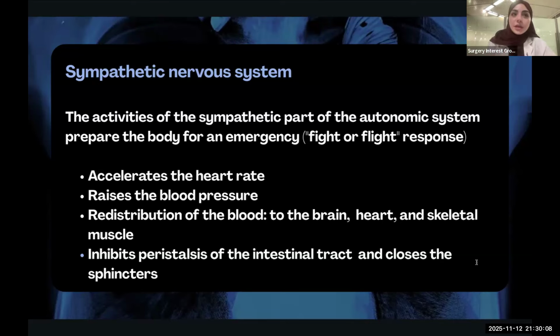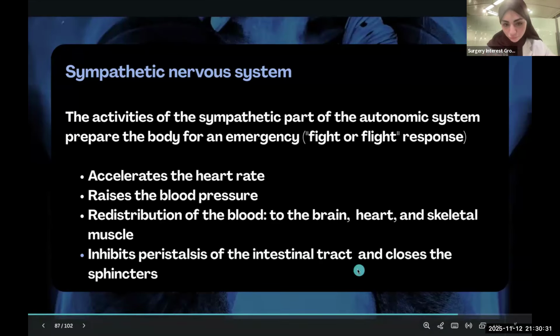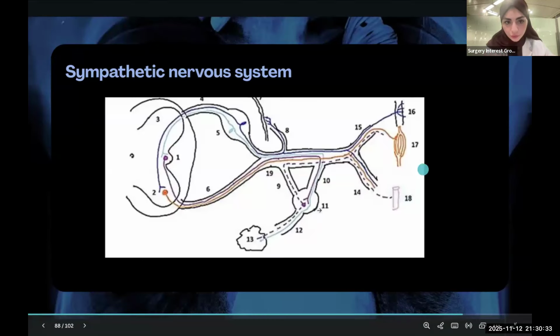For example, in case you're right now really scared, do you want to go to the bathroom or eat? The answer will be no, you don't, obviously. So it will stop the peristalsis, which, as I told you, is the movement of the GI tract. I don't want to digest anything right now. And I'm going to close the sphincters, which means I don't want to go to the bathroom, okay? Make sense? That's all it does. Pretty simple enough so far.